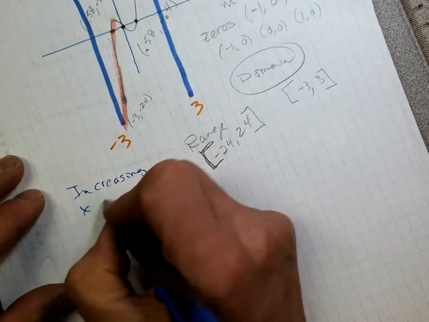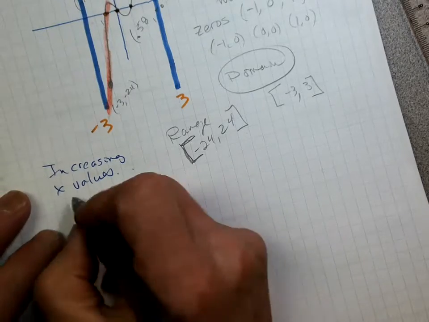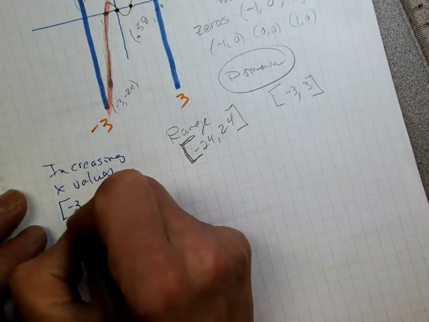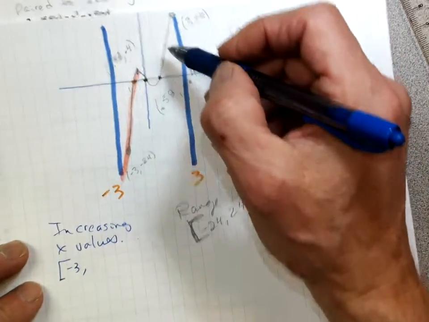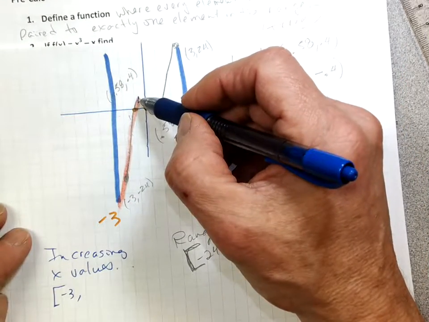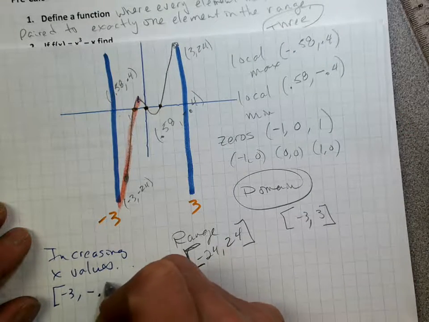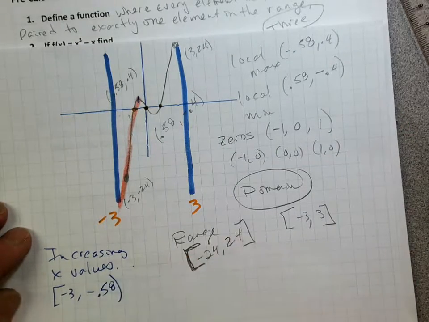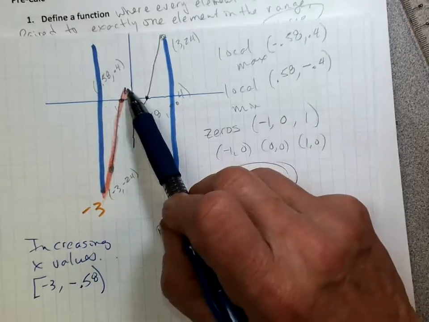We want x values. If you put down points, I wouldn't take it wrong, but we're increasing from negative 3 to the top of the hill. Now the top of the hill is at negative 0.58. Thank you, Marie. Negative 0.58. And I'll put a parenthesis. If you mess up the parentheses, don't worry about it. But if you're at the top of the hill, you're neither going up nor down, right? So at the top of the hill, you're there, okay?